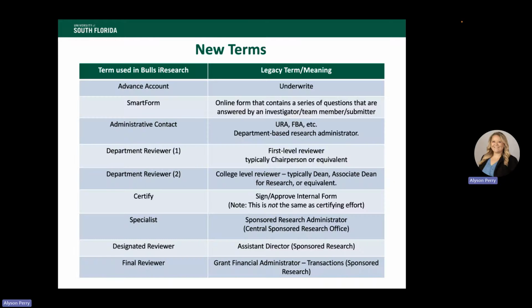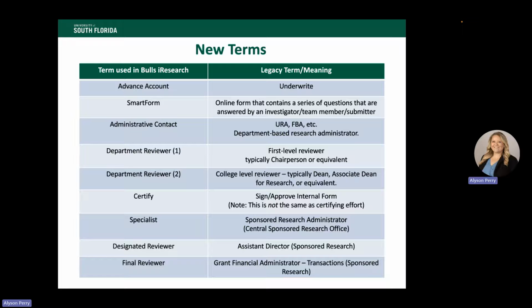Now, there are going to be some new terms that you will see in this new system. The biggest change coming to us is that we will no longer be submitting proposals through the internal form. The internal form will now be housed in this new Bullseye research system. Now, an advance account is an underwrite. So again, we still use underwrites here at USF. They're just going to be titled something different.